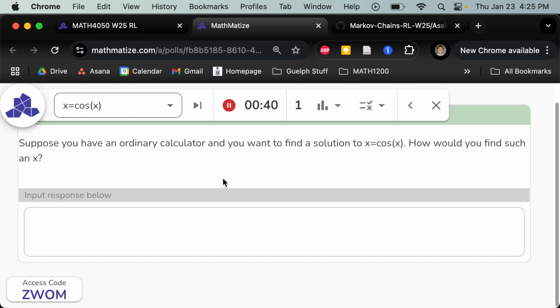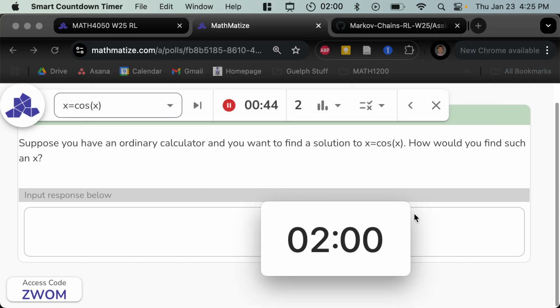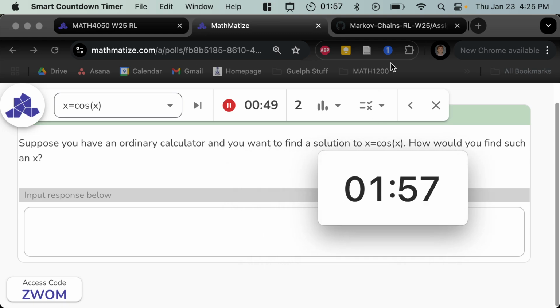Okay, I'll let you guys brainstorm for a bit. Maybe you'll have thought of this. And also, while you're doing that, maybe I'll try to debug my code, maybe to find what the silly bug was. But I'll give you 2 minutes to think about that. Solve x equals cosine of x using an ordinary calculator.